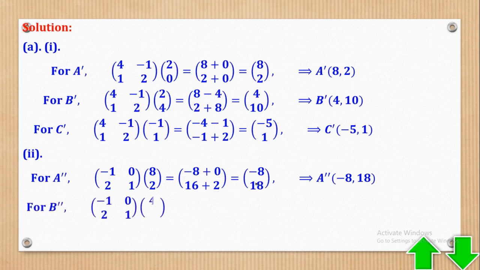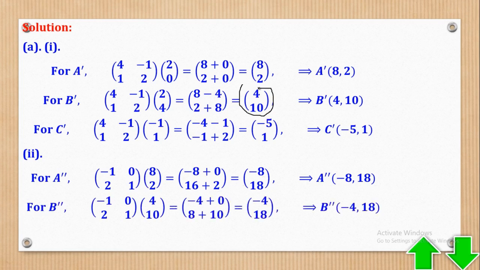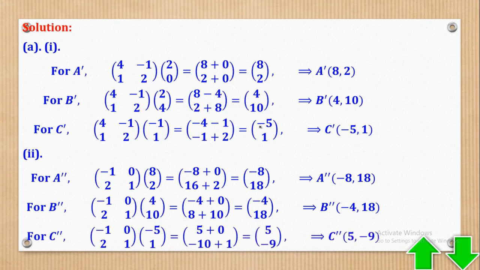For B double prime, I'll use matrix n and the coordinate of B prime. So row by column will give me negative 4 plus 0, and this with this will give me 8 plus 10. So in the end, I'll come up with a coordinate of negative 4, 18. Then for C double prime, I'll do the same. I'll use this coordinate with the matrix n. So this with this will give me 5 plus 0, and this with this will give me negative 10 plus 1. So in the end, I'll come up with a coordinate of 5, negative 9.